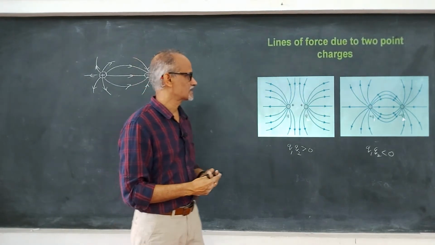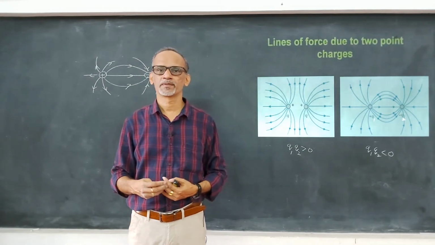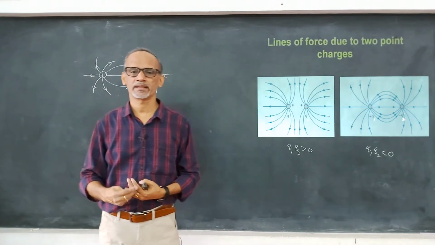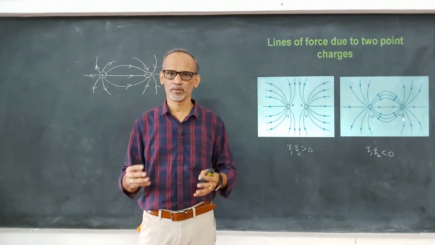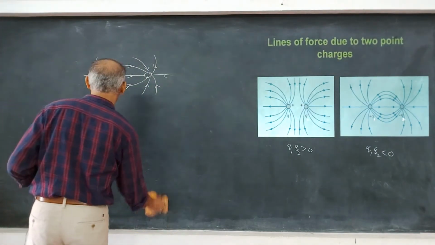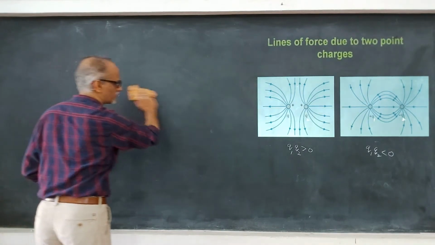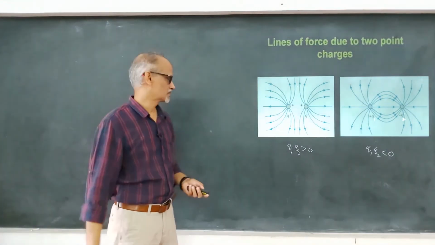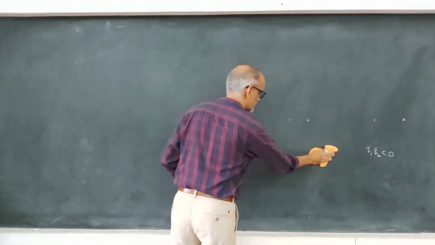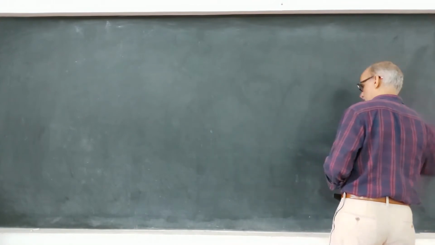Q1 into Q2 lesser than 0. The charges are unlike. So what is the nature of the force? That's attractive. So the diagram again signifies the attractive nature of the force between the two charges. So a question can be asked based on this: draw the lines of force between two charges where the product Q1 Q2 is greater than 0, and then when the product is lesser than 0. So that's the diagram which you need to draw.